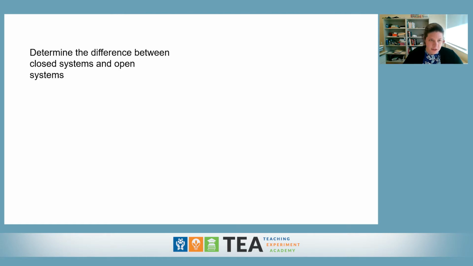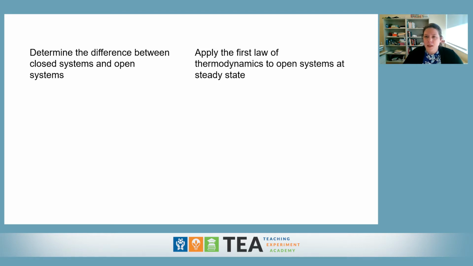So based on those outcomes, I try to draft a list of measurable outcomes or standards. And I've kind of settled on about 15 being the right number for some of my courses. So for example, I teach a thermodynamics course, which is a second year course, and it's usually one of the first mechanical engineering courses that the students take. So some of the standards or measurable outcomes I would use are determine the difference between closed systems and open systems, and apply the first law of thermodynamics to open systems at steady state.